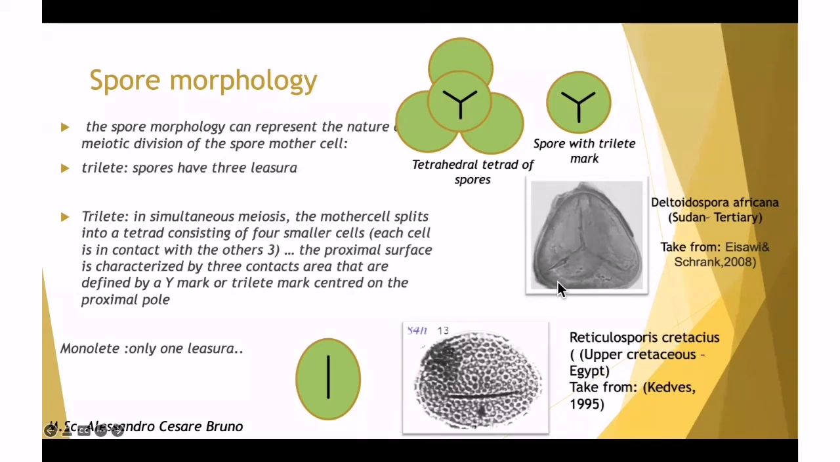So generally, when you observe spores, you can observe spores with triradiate marks inside the central part of the body, or only with one laesura that is located in the central part of the body. These are two other examples, one from Sudan and the other one from Egypt.